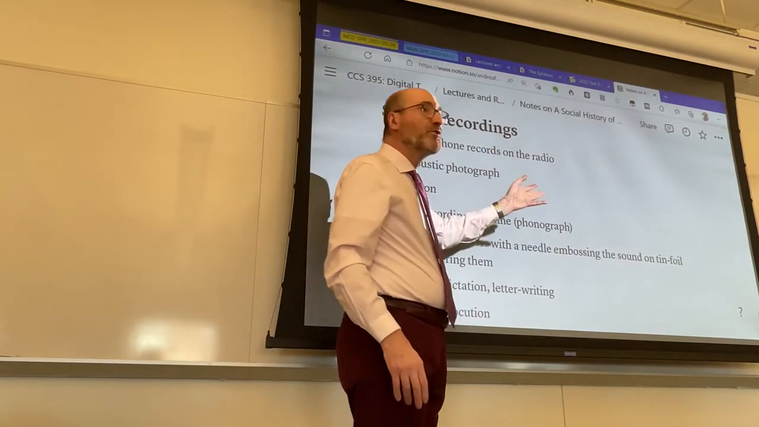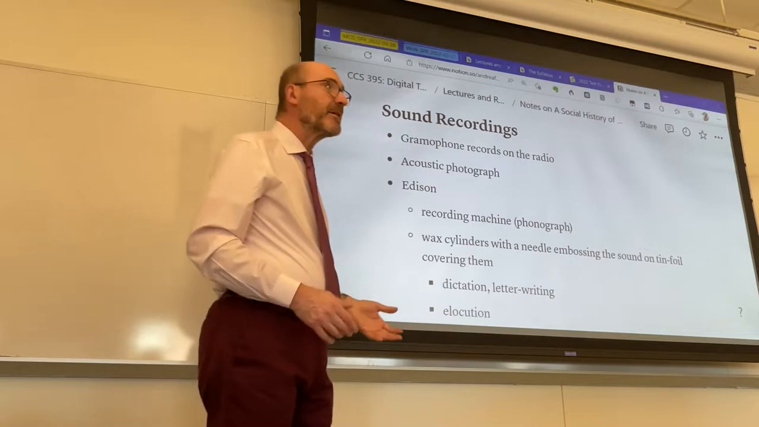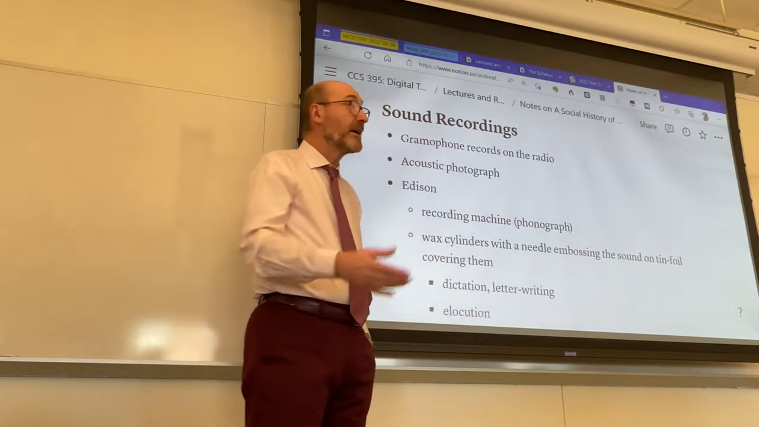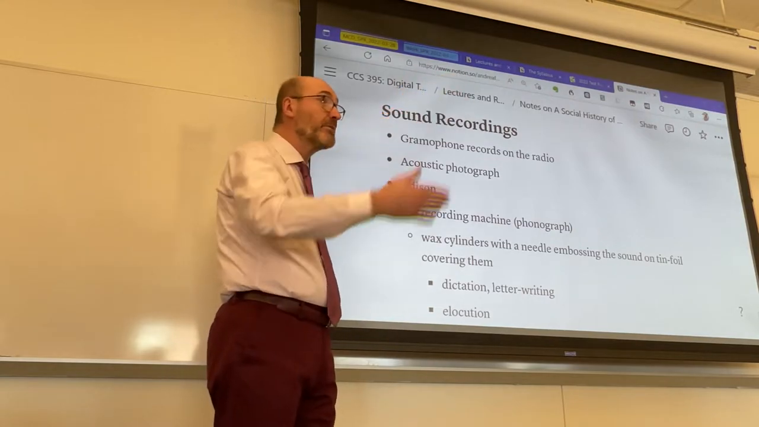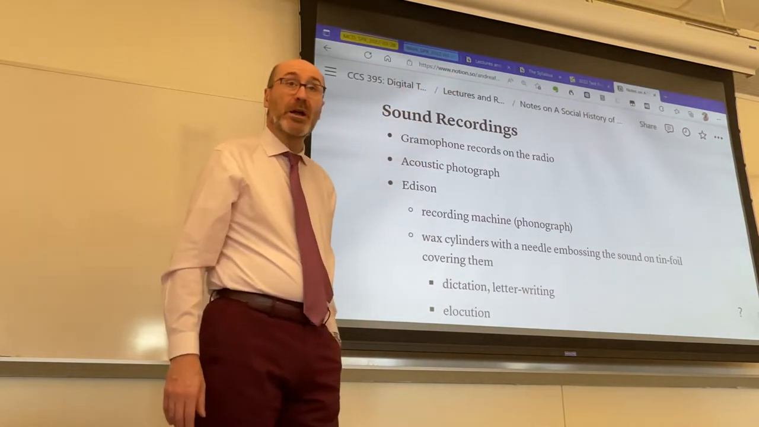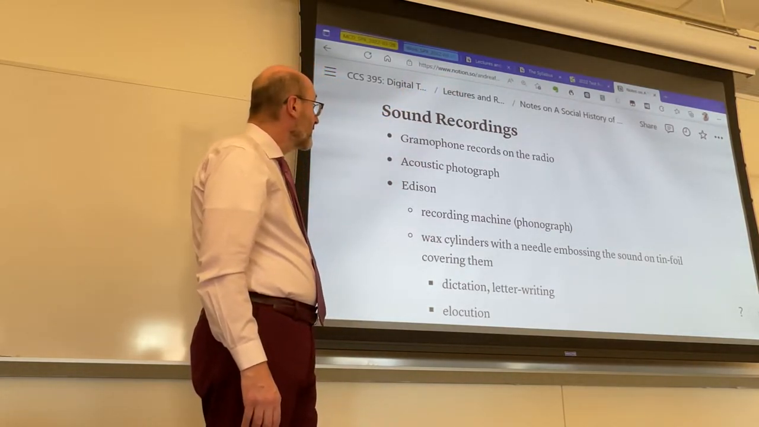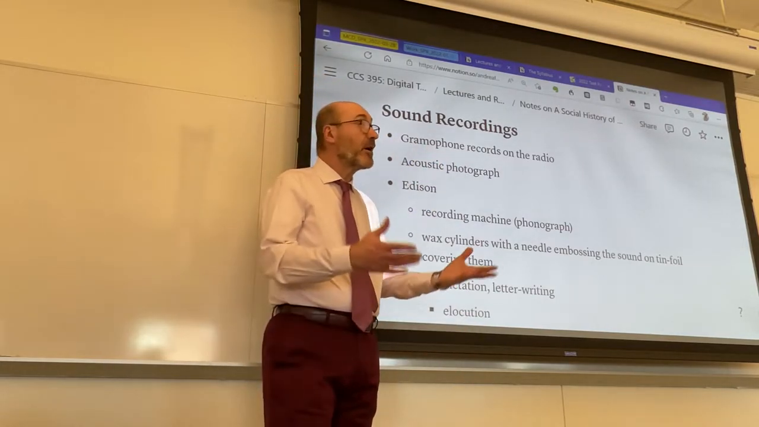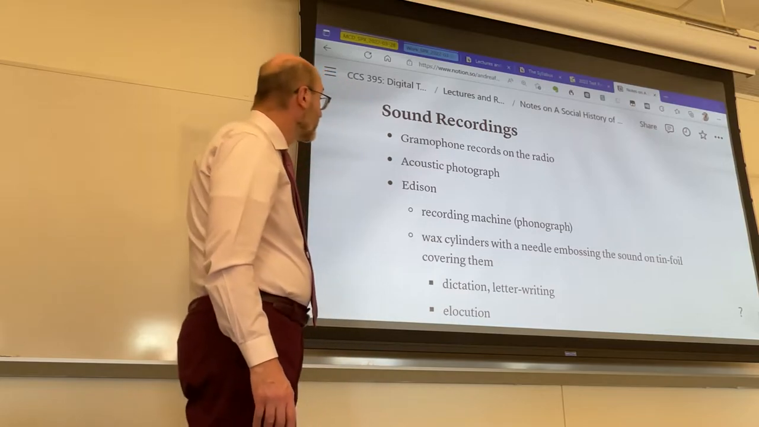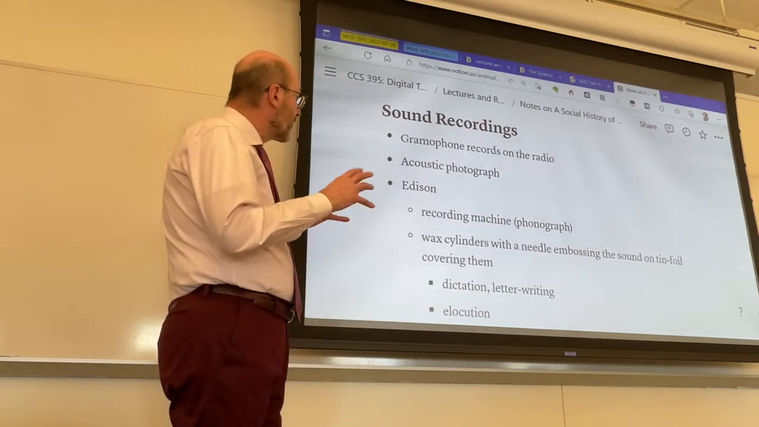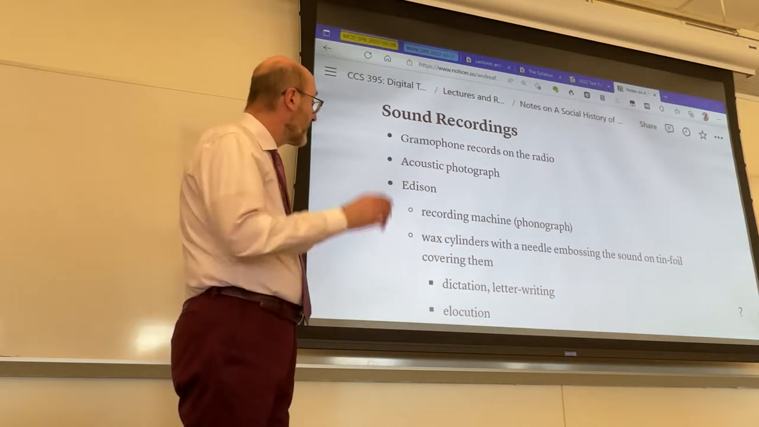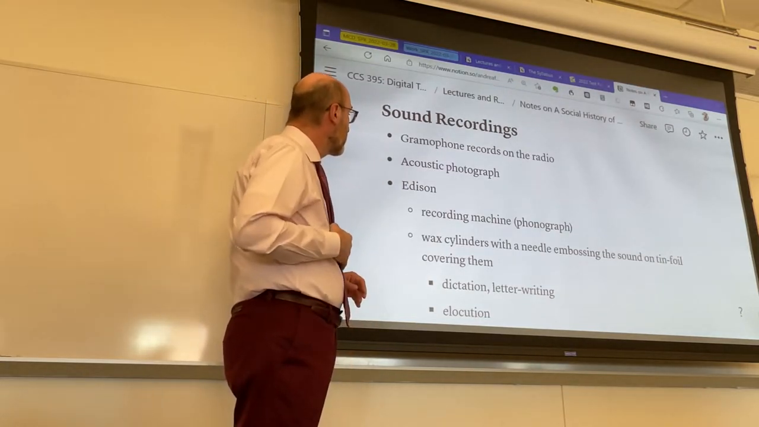We said that music was the primary content for radios. And this music could be live music, someone playing in front of a microphone and their music being broadcasted with radio waves. But a lot of that music early on came from records, from discs played by a gramophone. And this was an invention that was developed at the end of the 19th century.